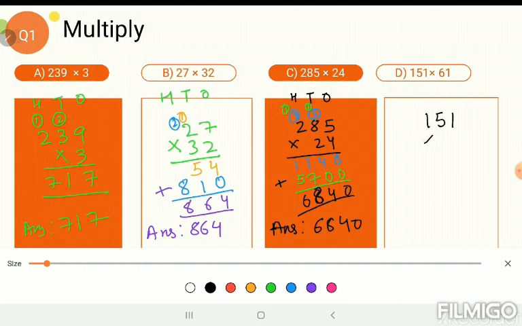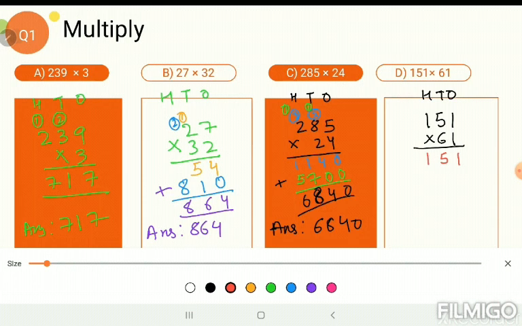151 multiplied by 61. Okay, children, if you want you can pause the video and do the question and then check it with me. Okay, let's first multiply 151 by 1. So 1 1s are 1, 1 5s are 5, 1 1s are 1.